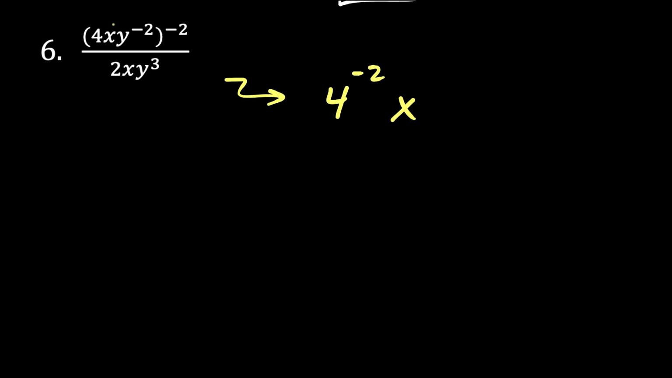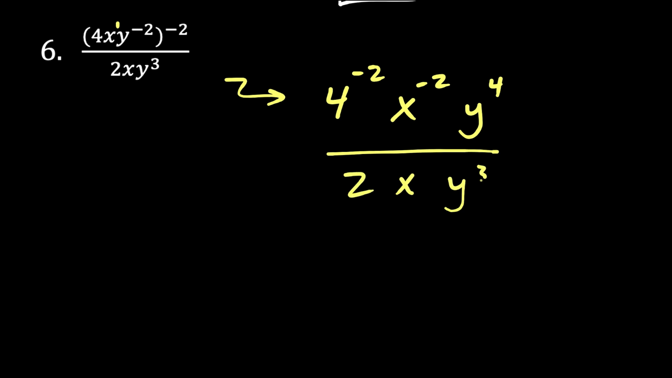And then we're going to have x to the 1. 1 times negative 2 is negative 2. And this I like. Negative 2 to the negative 2. We're still multiplying, so we're going to get to the positive fourth power. And that's all over 2x y to the third.